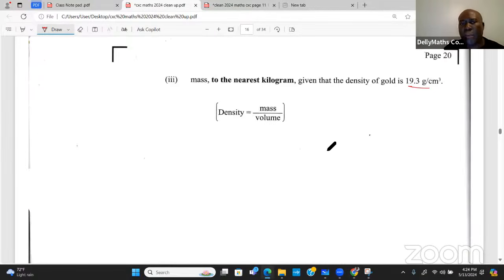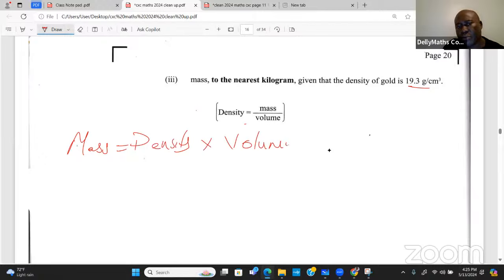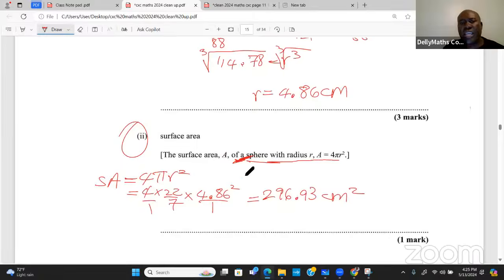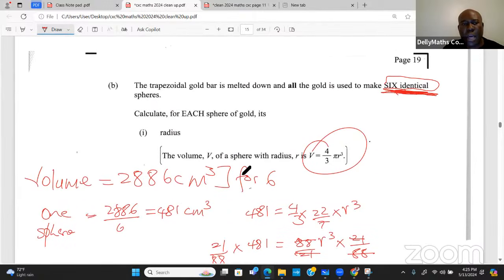All right, so mass to the nearest. Remember, all you have to do is transpose here. So mass is equal to density times volume. We want to determine the mass to the nearest, calculate for each. This is what I'm looking for.